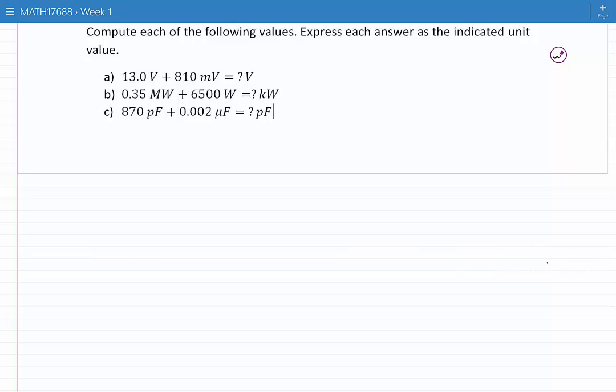Compute each of the following values. Express each answer as the indicated unit value. Let's look at number A.